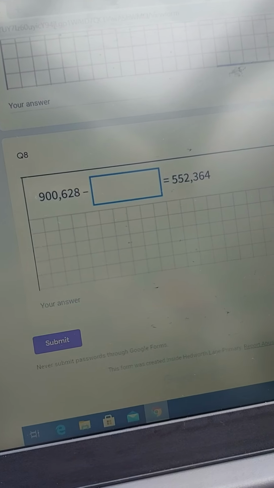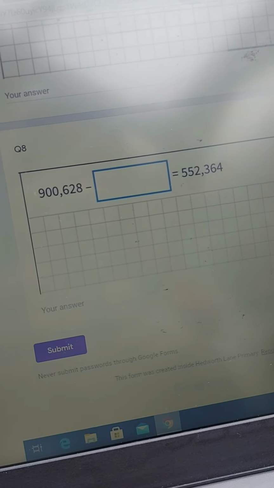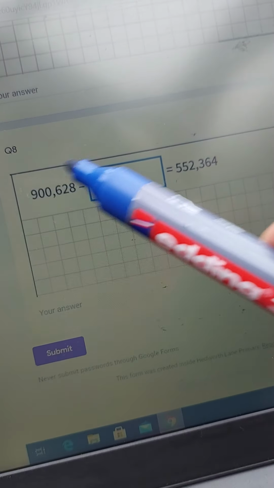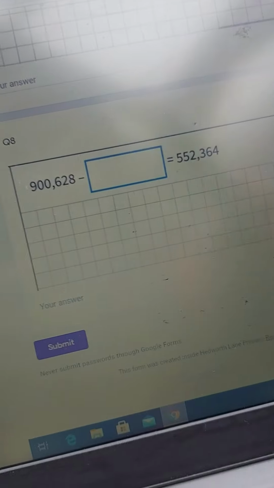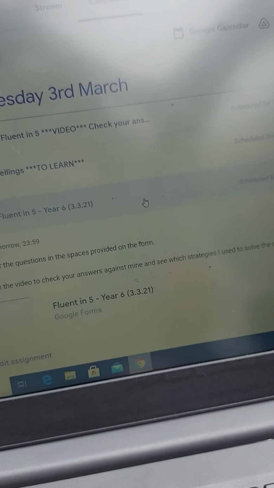900,628 take away something equals 552,364. So I'm trying to make a smaller number. I've got the biggest number there. Using those two numbers, make a small number and put it in the gap. Easy as that.